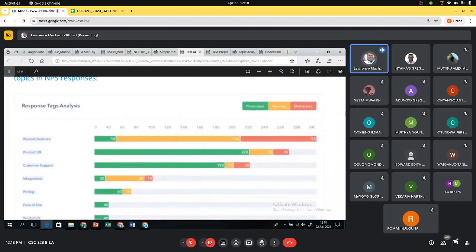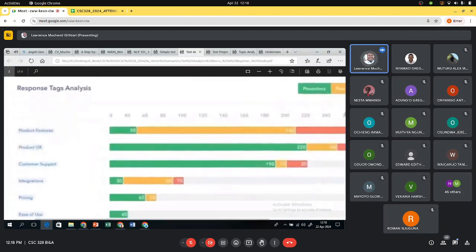Let's say you have the green, you have this orange, and you have this, what color is this? Crimson. Let's call it pink for those who are colorblind. Pink at the end. So the product features 50 people who are promoters, and 160, which is in between here, they are passive, so they're just neutral. And about 90 were detractors, so they are negative comments.